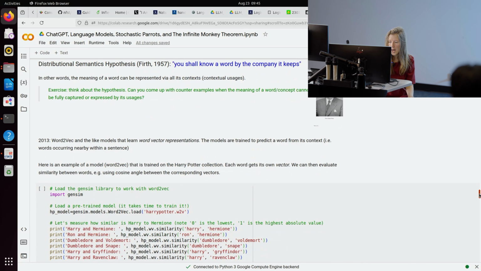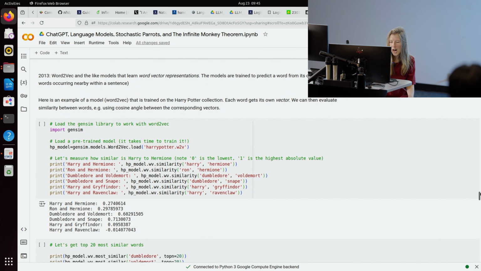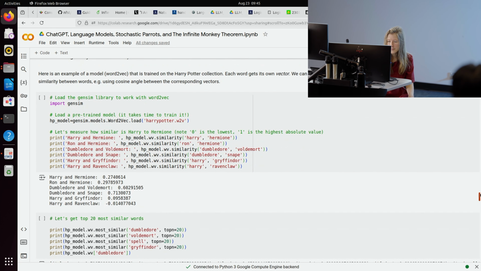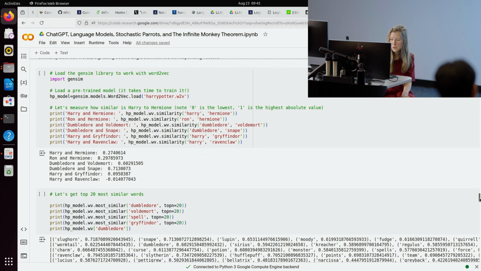So I can ask, how similar is Harry to Hermione? Or how similar is Ron to Hermione? How similar is Harry to Gryffindor? For every possible word in Harry Potter, I will have this vector representation. Similarly, based on these similarities, I can get which words are more similar to one another. I can extract, for instance, the 20 words most similar to Dumbledore. So what are these 20 words most similar to Dumbledore?